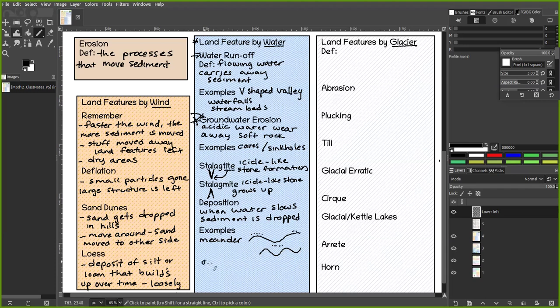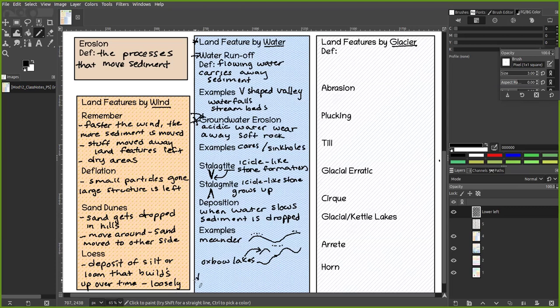Oxbow lakes is when the meanders got so filled up that perhaps they left some of it behind. Okay, or maybe they changed directions, and they've left. Now perhaps they started going like this, and this is an oxbow lake. It's parts that have been left behind by a meander.